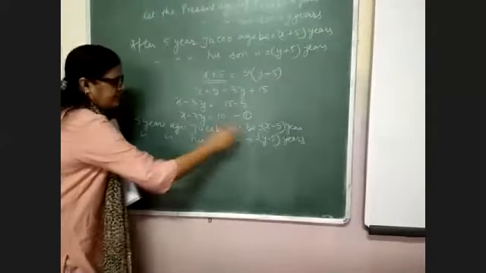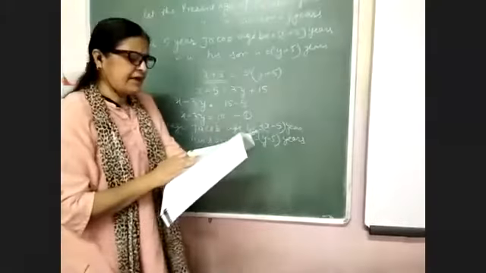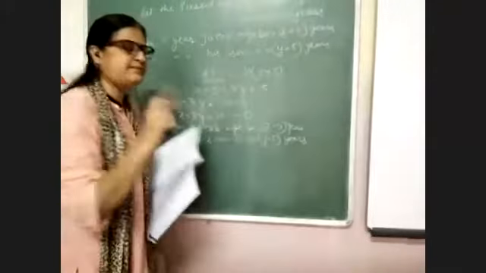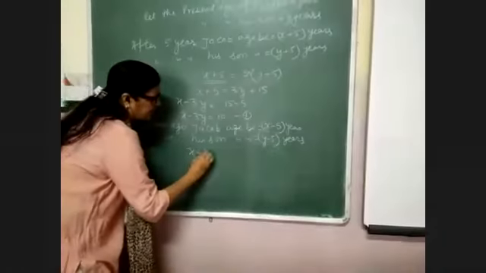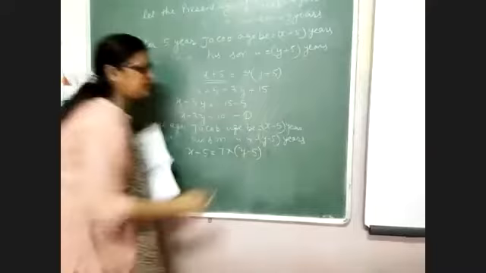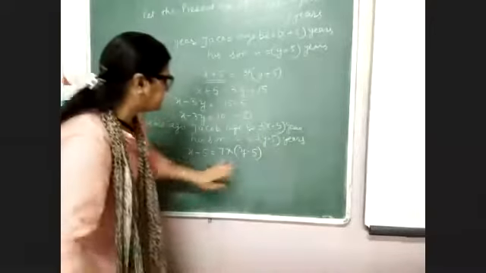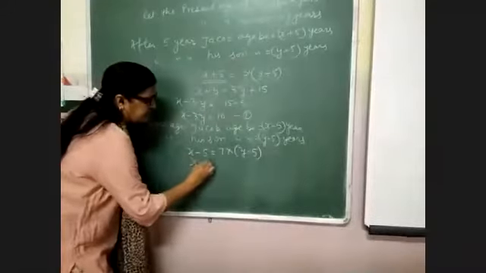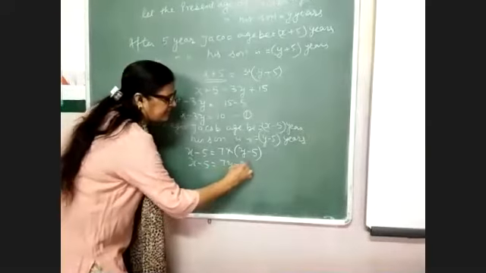So according to the equation, 5 years ago Jacob's age was 7 times his son's age, 7 multiplied by y minus 5. So x minus 5 equals 7y minus 35.